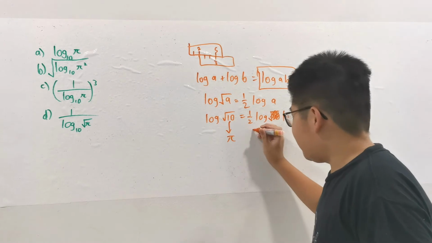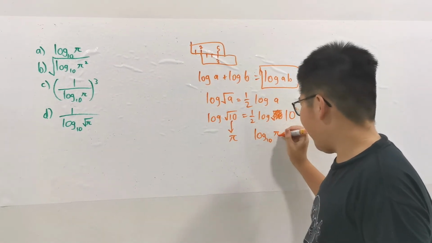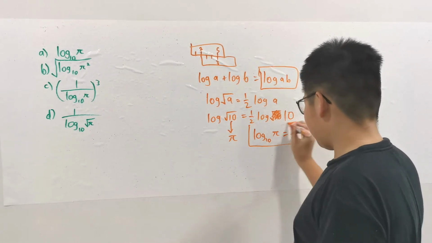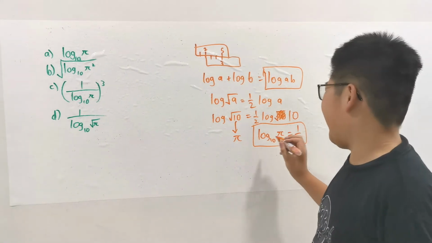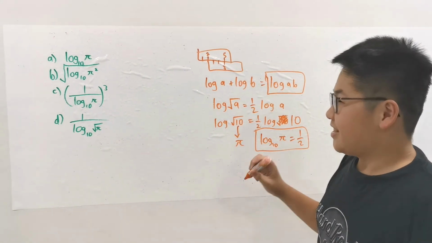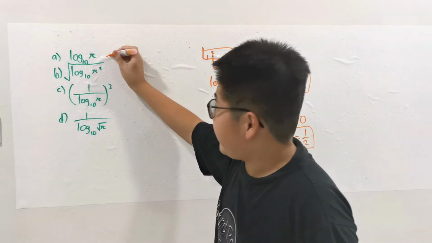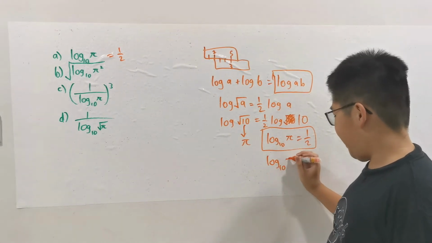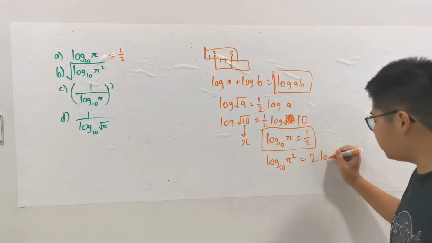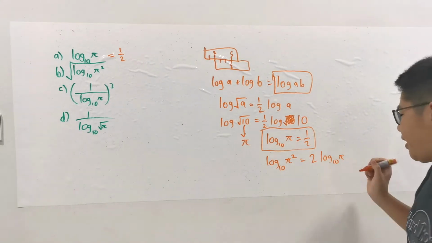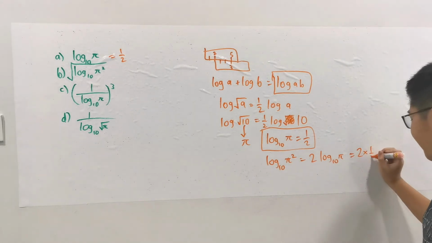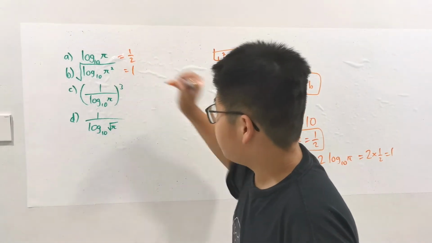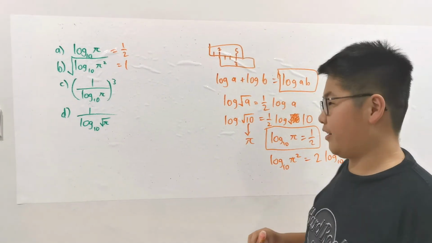Now, using the identity, log base 10 of pi, since log 10 is 1, equals half. Let's just trick the mathematics a bit and use this. Now, since we already found this, A is half, B is a bit harder. Then log base 10 of pi squared equals 2 log base 10 of pi. So you knock down this power and multiply. So 2 times half, which you all know equals 1. Then what is the square root of 1? It is 1.